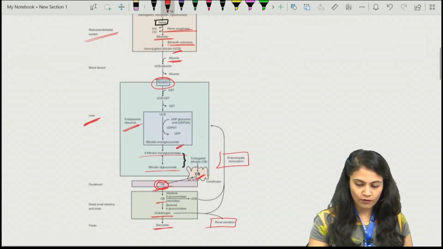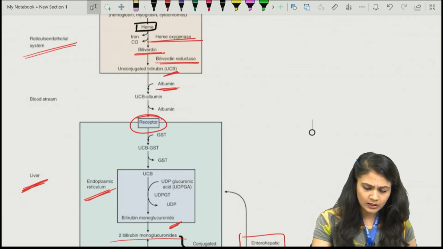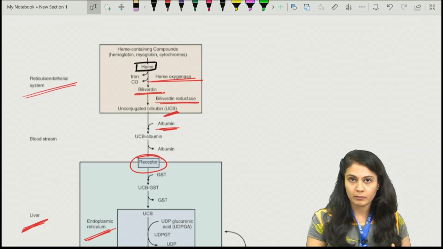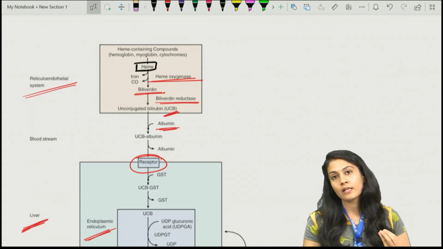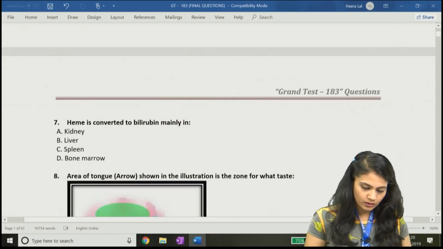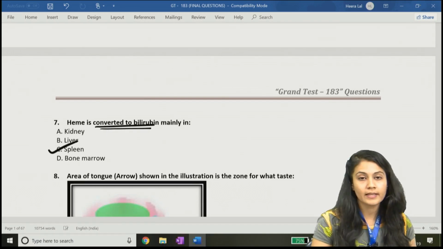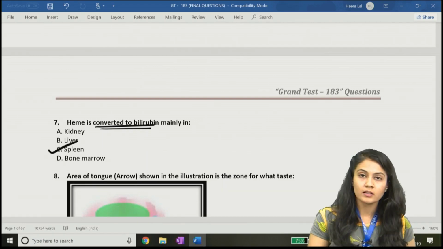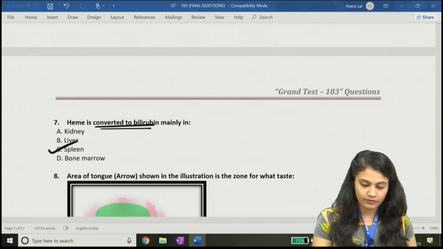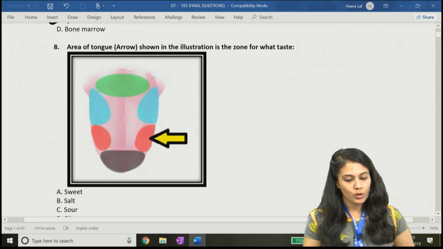This is the mechanism of bilirubin formation, synthesis and excretion. But they ask about bilirubin formation, which is already done in the reticuloendothelial system, and the spleen is part of the reticuloendothelial system. In the lymph node there is not much breakdown, so the answer is C, spleen. They didn't ask about the form, so the answer is C. If they specifically asked about conjugated bilirubin, then our answer would be liver. But now the answer is C, spleen. Okay. Question number 8.